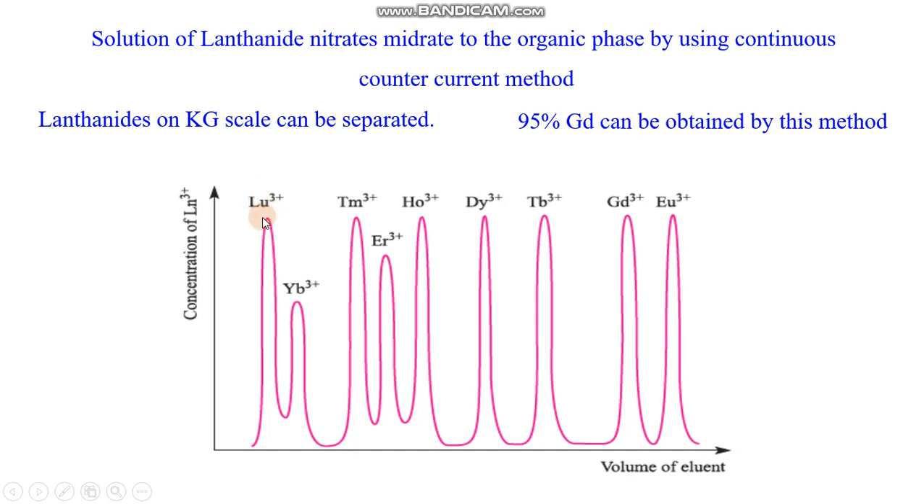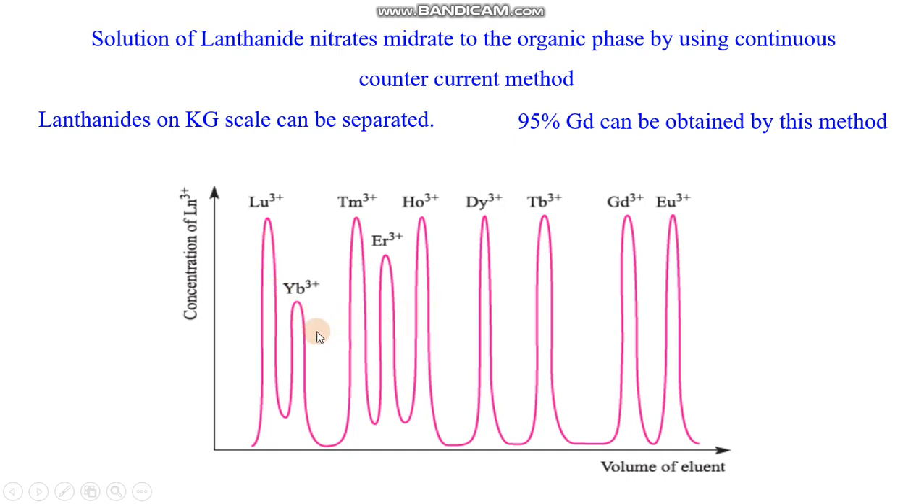So larger size will interact less with the cation exchange resin, and smaller size ions or smaller complexes will establish stronger interaction with the resin, therefore they will elute at the end of the process, and such ions which are larger in size will elute at the beginning of the process.